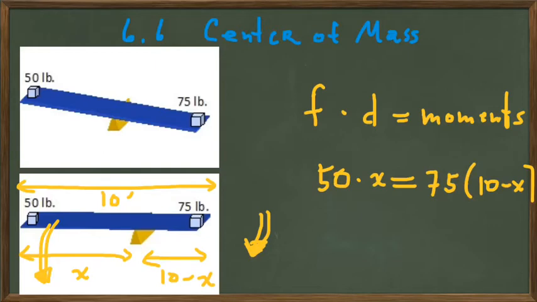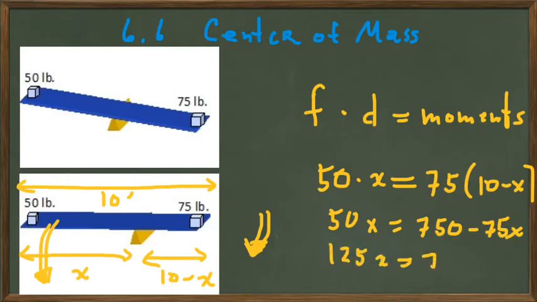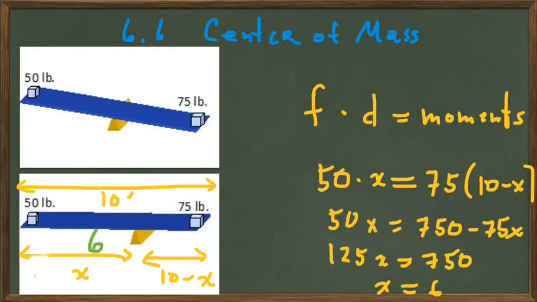So let's solve this for x. We get 50x equals 750 minus 75x. 125x equals 750, or x equals 6, and that makes pretty good sense. You can't quite see it because the perspective is a little bit different, we're looking at things from a bit of an off angle, but it should make sense that if this distance is 6 feet and this distance is 4 feet, then this object would balance.